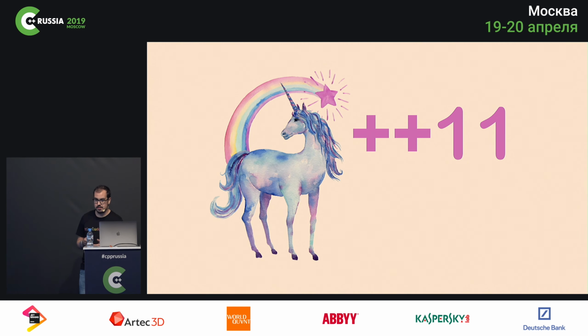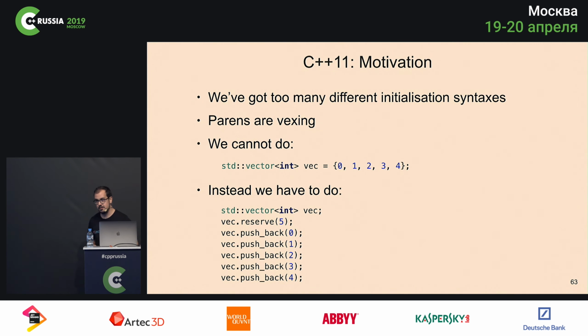So why was this done? What was the motivation? Well, we've got too many different initialization syntaxes, right, as we already saw. And they do all different things. And then we have the parens, which have this vexing parse problem, which is annoying. And also the other issue that people felt annoyed by is that you can do the aggregate initialization syntax with arrays, like raw arrays, but you cannot do it with other things which are like arrays, like, for example, containers, like vector. That doesn't work. Instead, you have to do this reserve and push_back stuff. Or there was a Boost library for this, like Boost init or whatever it was called, with lots of ugly macros. Sorry? Boost assign, thank you, that was it. Yeah, yeah. Anyone who remembers Boost assign?